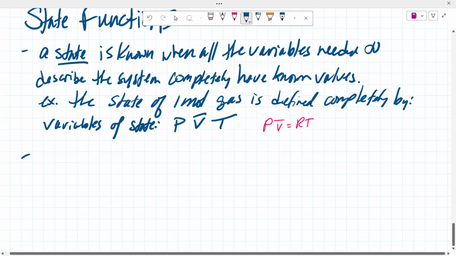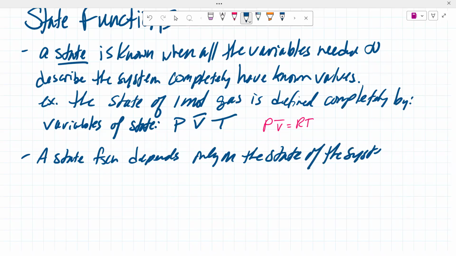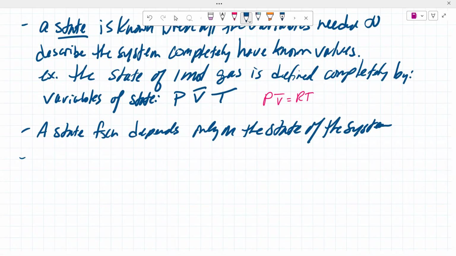A state function depends only on the state of the system. A path-dependent function, however, depends on how the system got there. Like, does it matter which way I walk to work? Or if I were ambitious and jogged to work, I would probably be feeling it if I ran over the hill to get there, versus if I took the easy way.